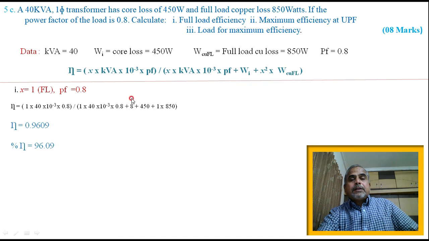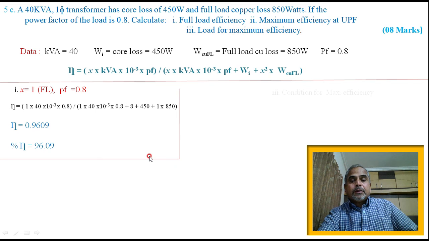Now the second thing he asked is the maximum efficiency at unity power factor. To calculate the maximum efficiency, first you have to calculate at what load the maximum efficiency will occur. Only then can you proceed. What is the condition for maximum efficiency? It is that iron loss is equal to copper loss. That is the condition for maximum efficiency. We will go for 3, then we will come back to 2.